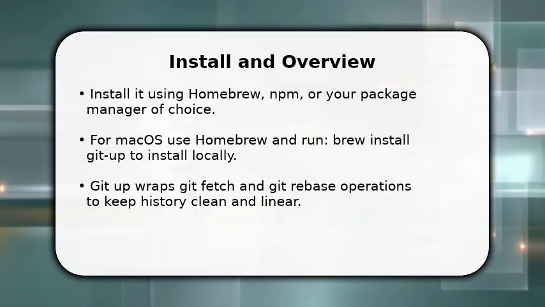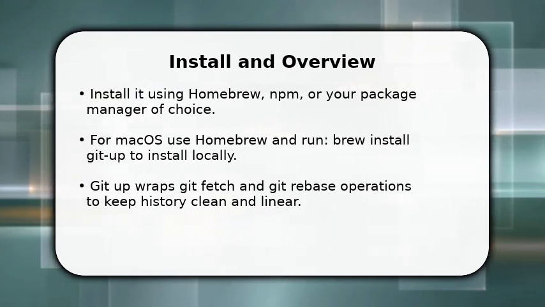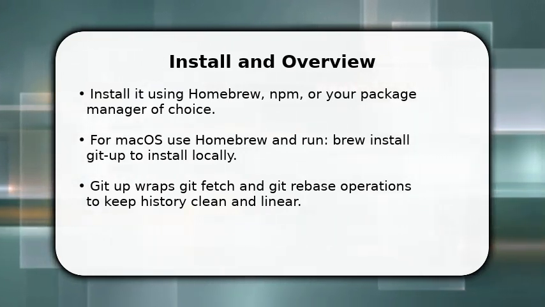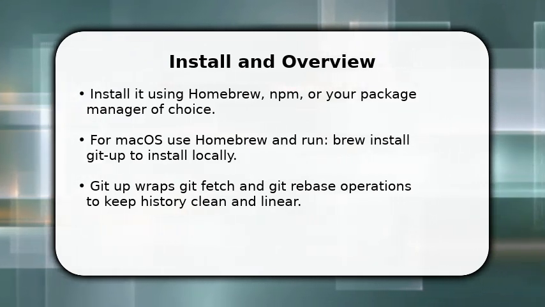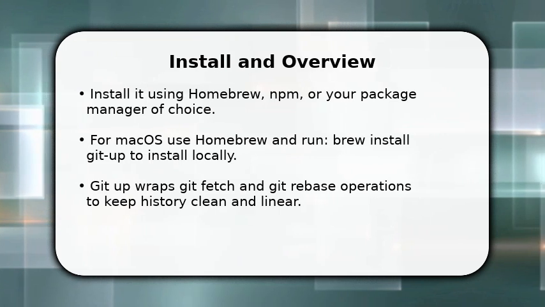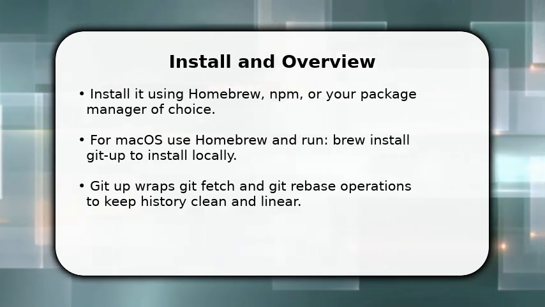GitUp streamlines updating your Git branch with a simple single command. Install it using Homebrew, npm, or your package manager of choice. For macOS, use Homebrew and run brew install GitUp to install locally. For Node users, run npm install -g GitUp to install globally.